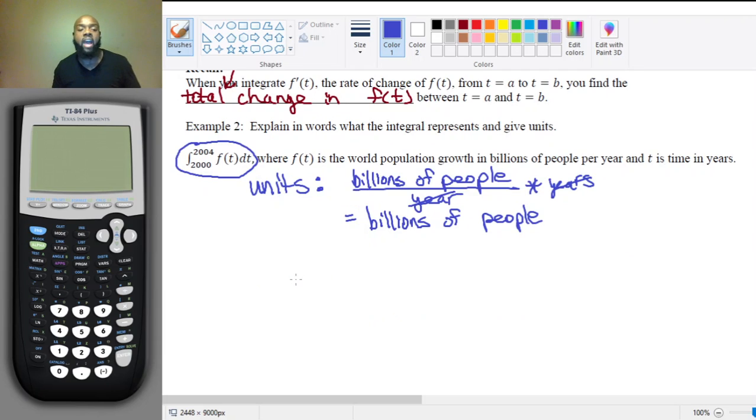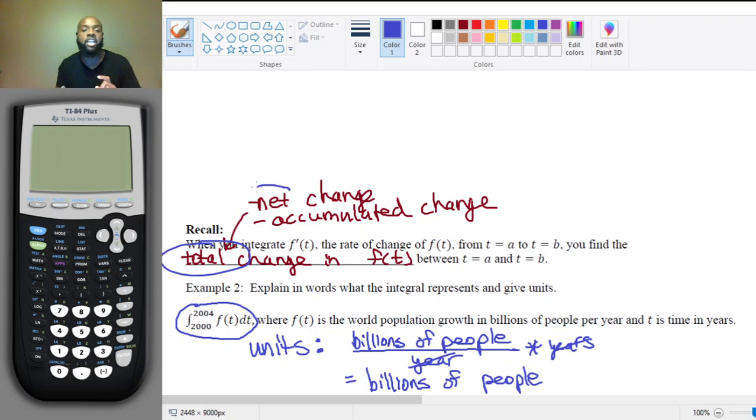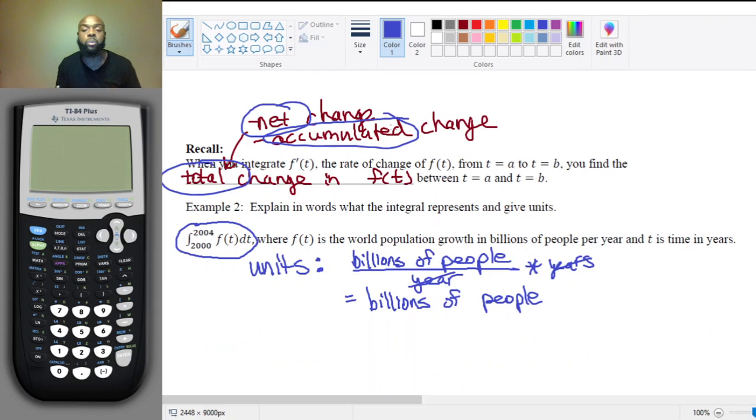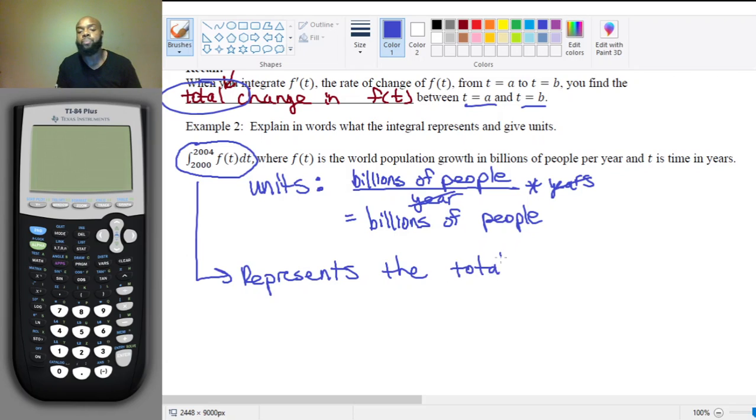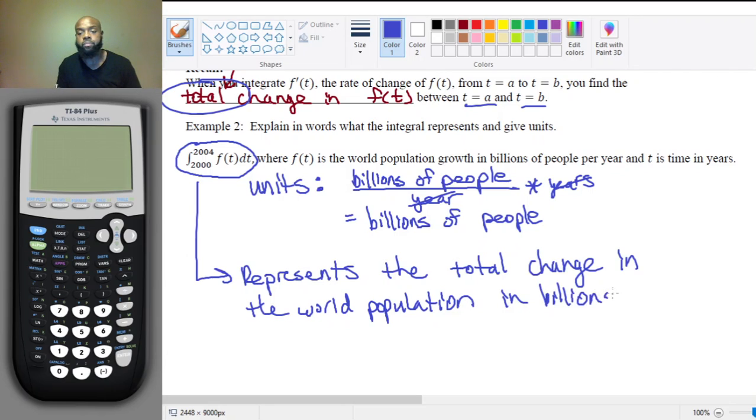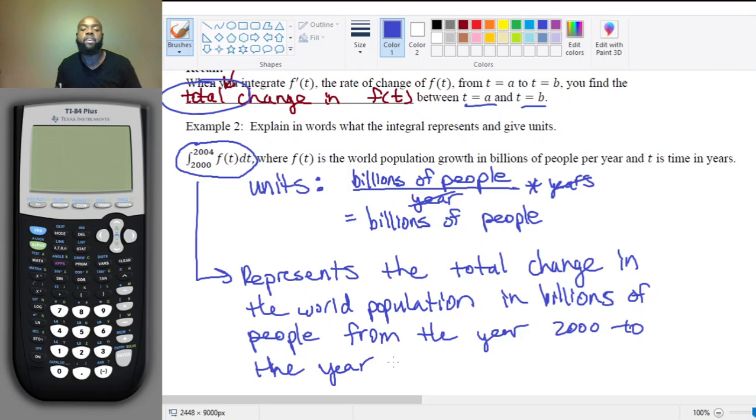All right. So the units of this integral is billions of people, right? But to interpret the integral, we have to incorporate not only the fact that this is going to equal the billions of people, but it's going to be the total change, or I could use the word the net change or accumulated change, specifically between t equals a and t equals b, right? So this integral represents the total change in the world population in billions of people from the year 2000 to the year 2004, right?